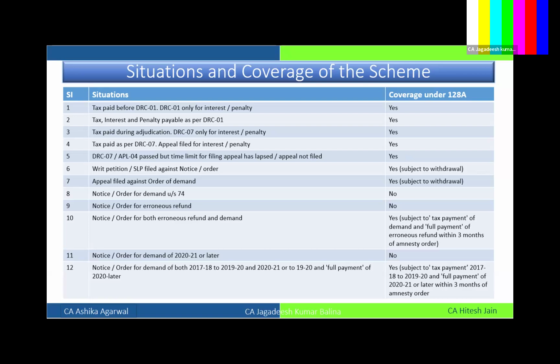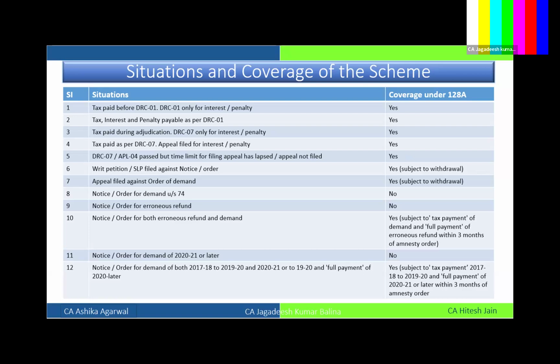And DRC 07, that is the appeal order, has been passed, but the time limit for filing appeal has lapsed, or I have not gone to the appeal. In that case also, I can go, provided the time limit to file the appeal has not elapsed. In that case, you have to opt for this scheme. First, you have to withdraw your appeal application, then only you can opt for this scheme.